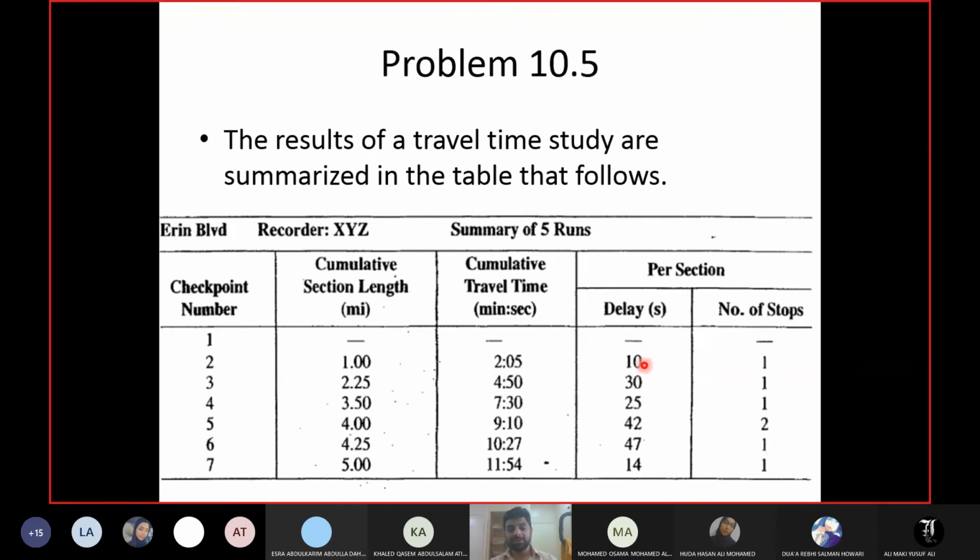So this 10 seconds is the delay between point 1 and 2. This 30 seconds is the delay between 2 and 3, not from 1. And 25 seconds is the delay between 3 and 4. Similarly, the number of stops are also respective to that. So one is the number of stops between 1 and 2. This one is between 2 and 3. This one is between 3 and 4. This one is between 4 and 5, and so on.